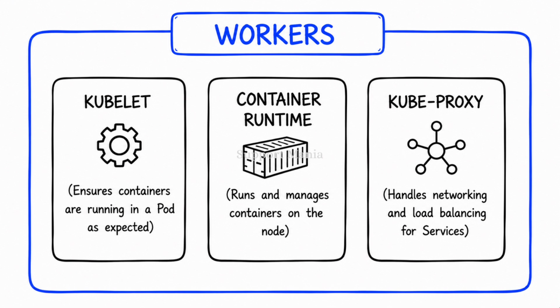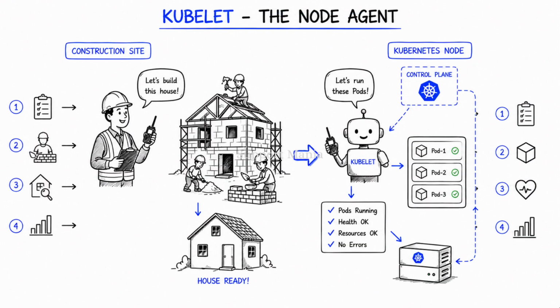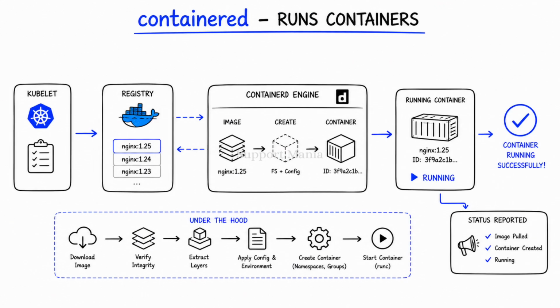Every worker has 3 major components: kubelet, container runtime, and kubectl. The kubelet. The supervisor. It receives instructions, starts pods, checks health, reports status. Think of it as a site manager at a construction project. Container runtime. This is the actual engine, usually containerd. It pulls Docker images, creates containers, runs them.